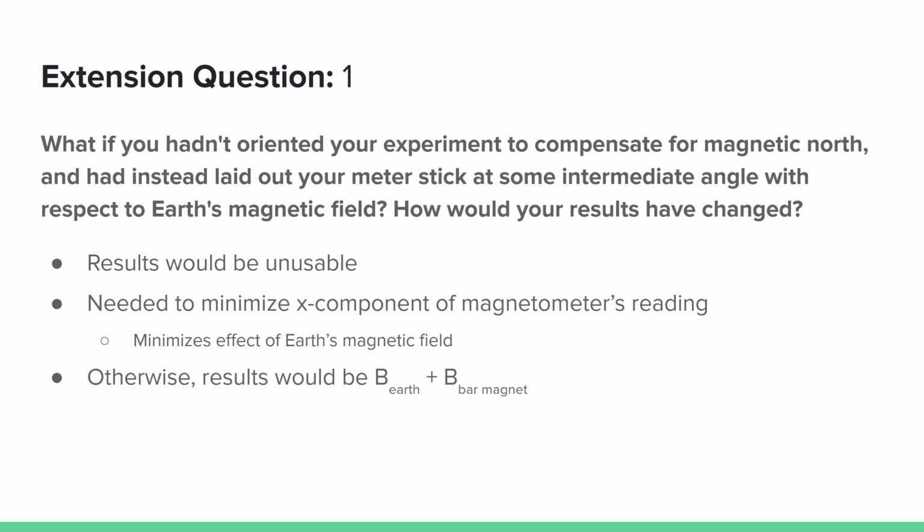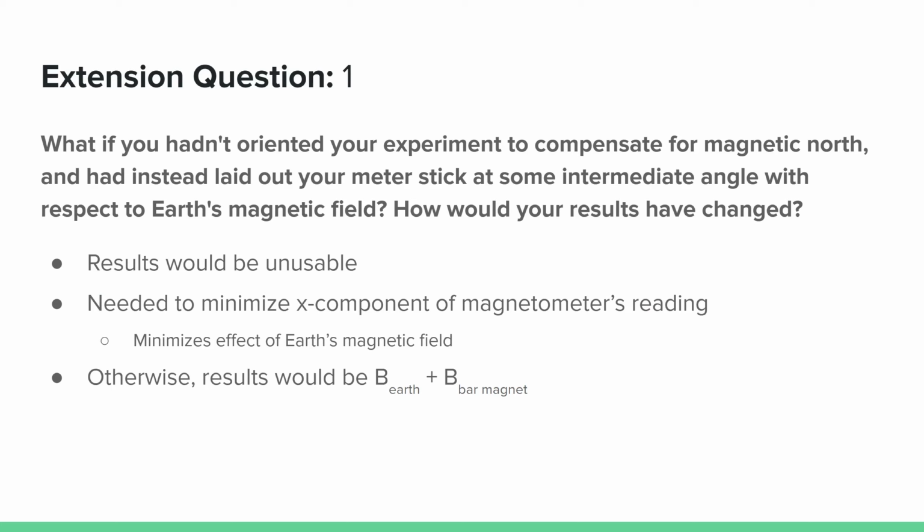From here, I'd like to answer a couple extension questions. First, if I hadn't oriented my smartphone to compensate for magnetic north, then the first portion of my experiment and its results wouldn't have been able to be used. The first portion of the experiment dictated that we orient the magnetometer to minimize the x component of the magnetometer's reading as much as possible in order to minimize the effect of the Earth's magnetic field in our measurements.